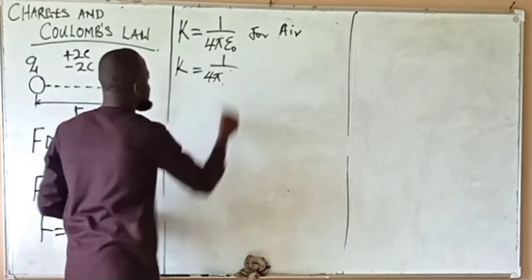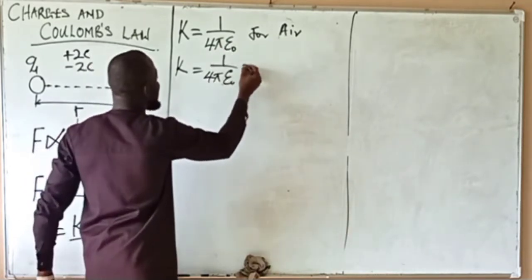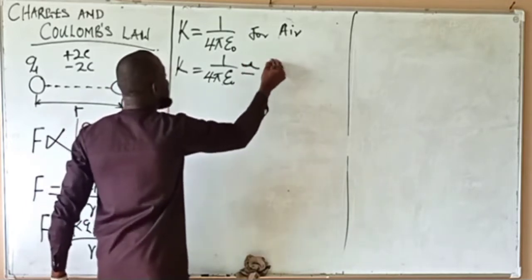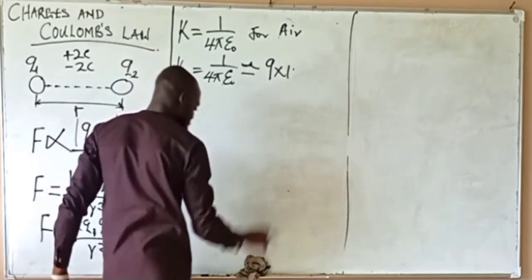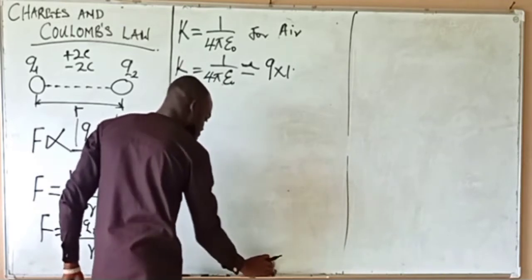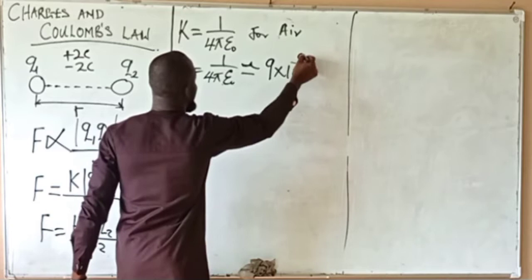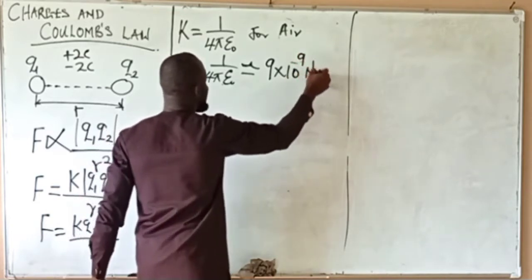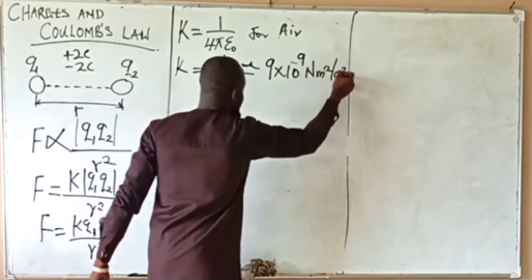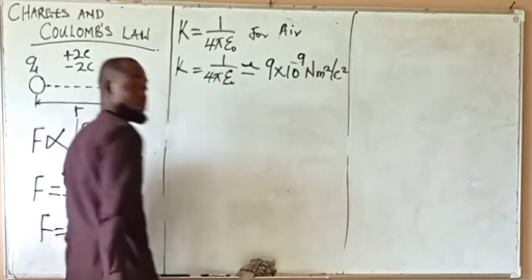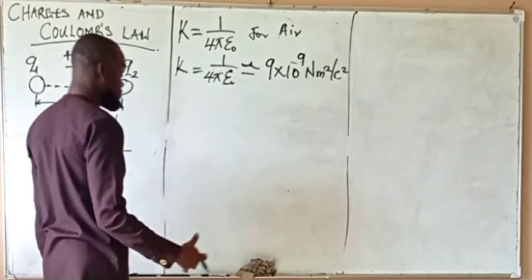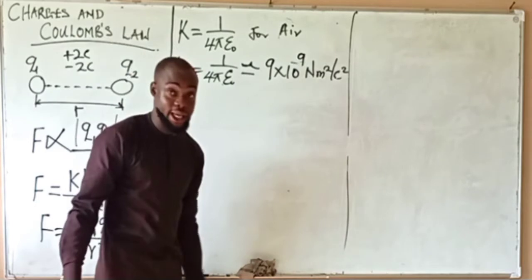And if you have this, it is approximately equal to 9.0 times 10 to the power 9 Newton meter squared per Coulomb squared. Newton meter squared per Coulomb squared. That's the value of K approximately for a medium that is air.